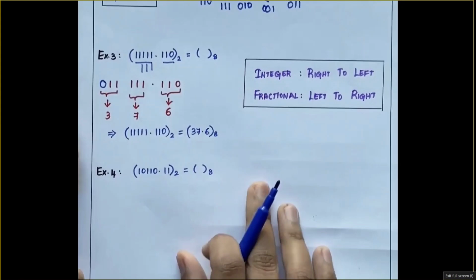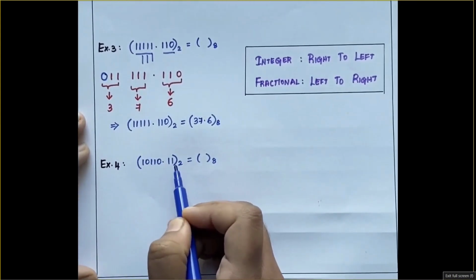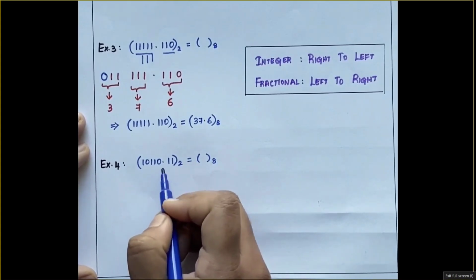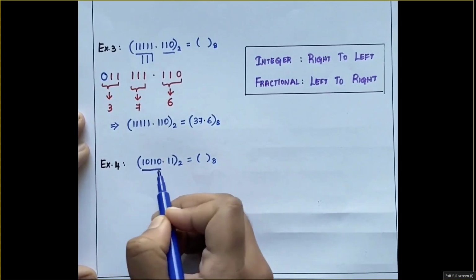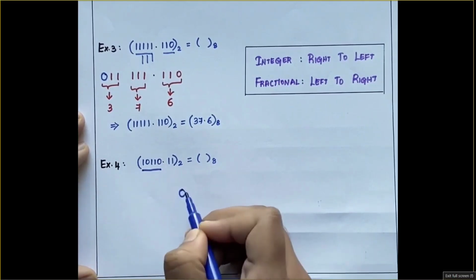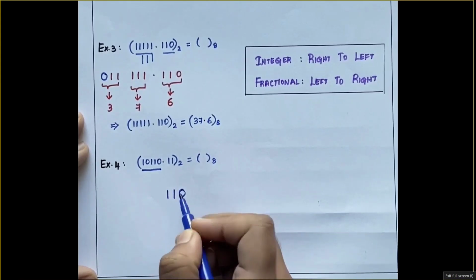Now let us solve one more example. Again, we have both the integer part and fractional part. Segregate into 3 bits of each. So for integer part, we have to move from right to left. So moving from right to left, it is 0, 1, 1. First set of 3 bits is over.